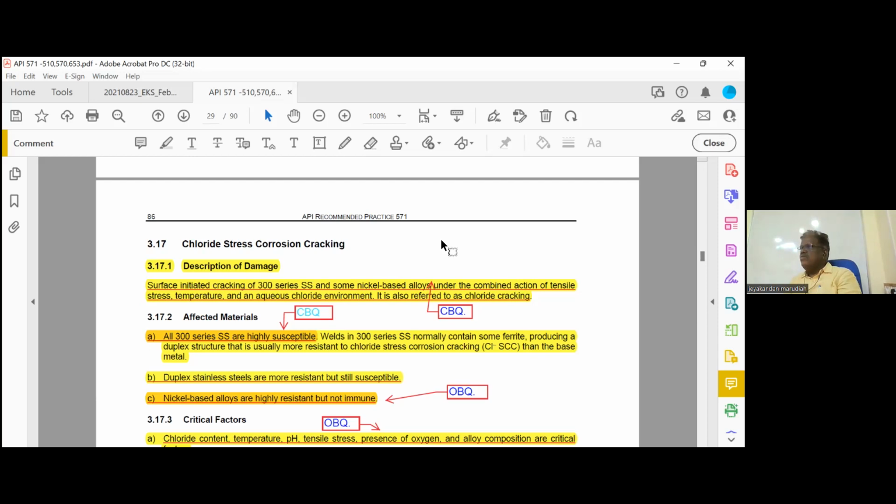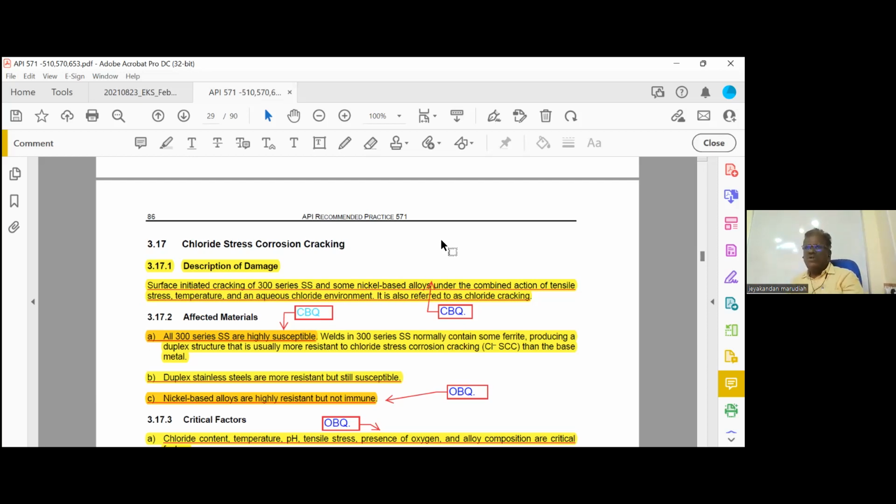For NDT, the only thing here is that for stainless steel we cannot do WFMT. For caustic cracking, wet fluorescent MT is the preferred one. Here we cannot do wet fluorescent MT. Eddy current is the preferred one. PT we can do. Then the other things are acoustic emission and monitoring the crack growth, all will repeat.